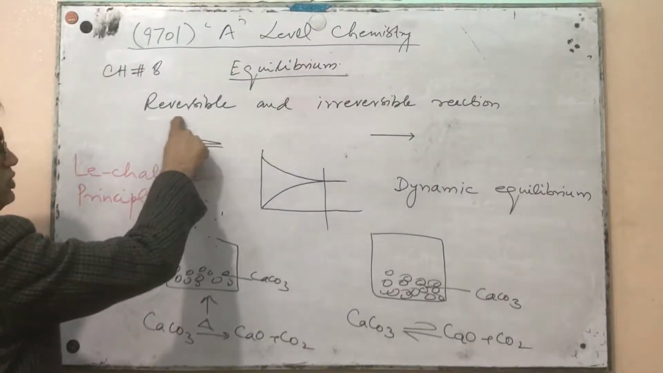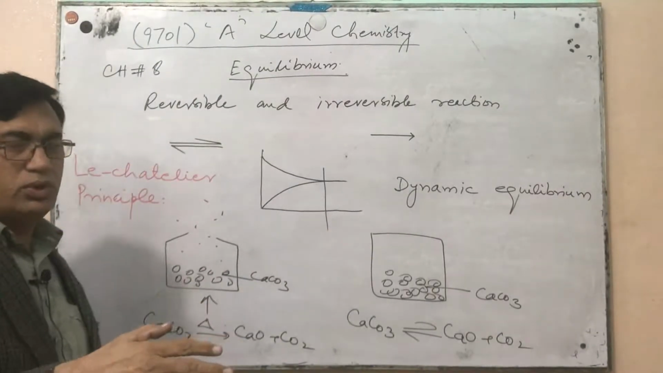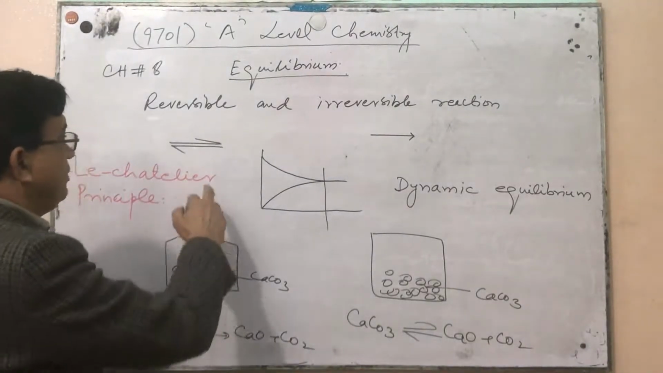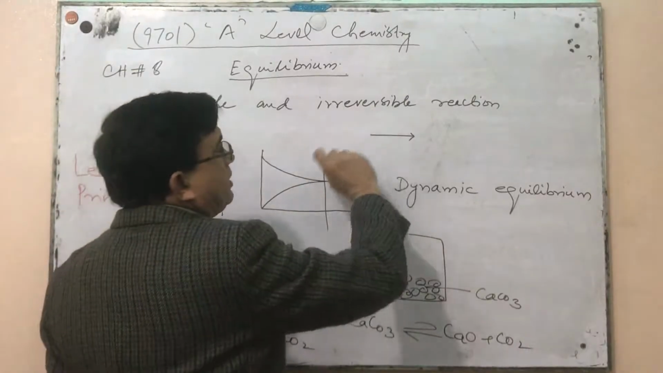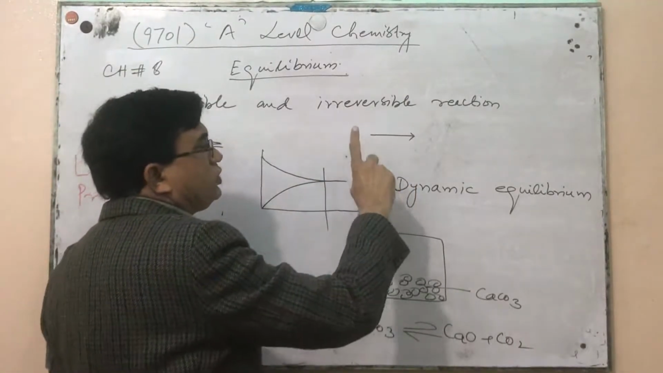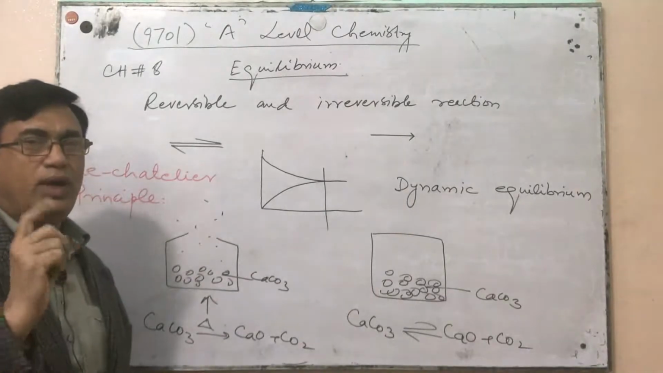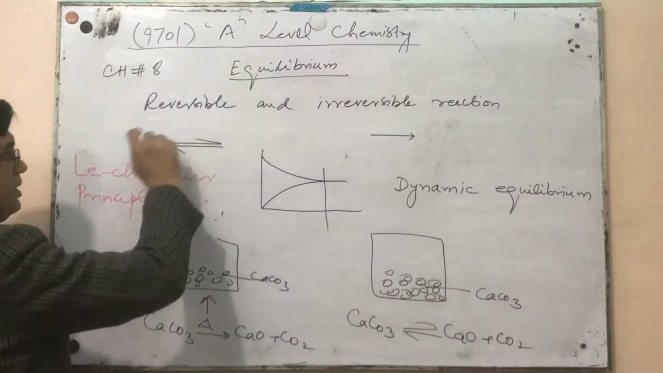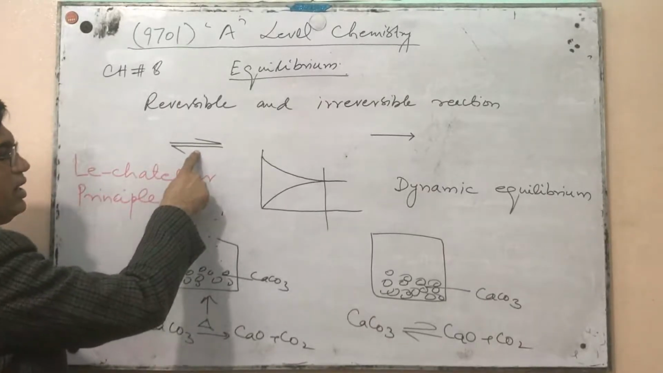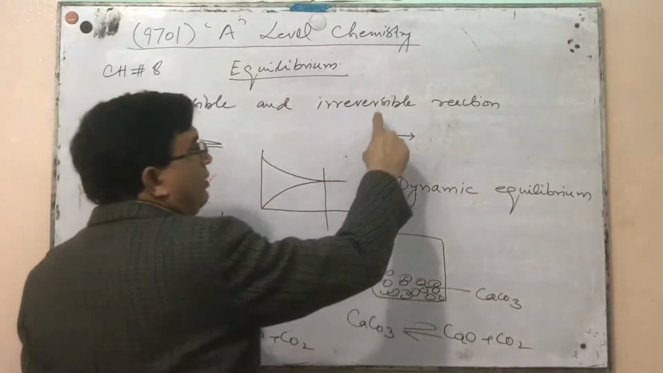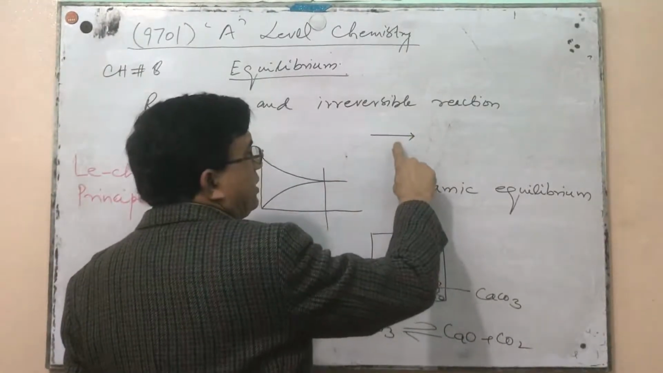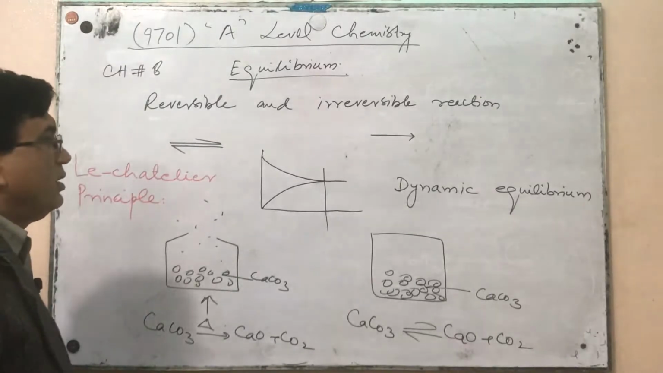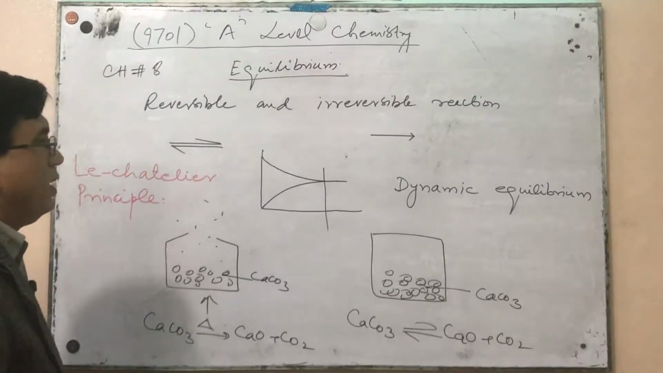Reversible reactions are those reactions which can move in both forward and backward direction, while irreversible reactions are those reactions which only proceed in one direction, in the forward direction. And reversible reactions are represented by double-headed arrows, while irreversible reactions are represented by single arrows starting from reactant and pointing towards the product.